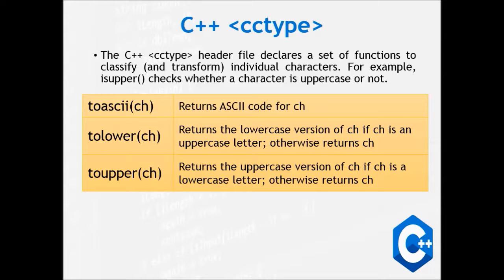ctype.h. The ctype.h header file declares a set of functions to classify and transform individual characters. For example, isupper checks whether a character is uppercase or not. Similarly, the toascii function is used to convert a character to an ASCII character. If the character is already a valid character, it is returned unchanged. tolower. The tolower function is used to convert a character to a lowercase character. If the character is already in lowercase, it is returned unchanged.